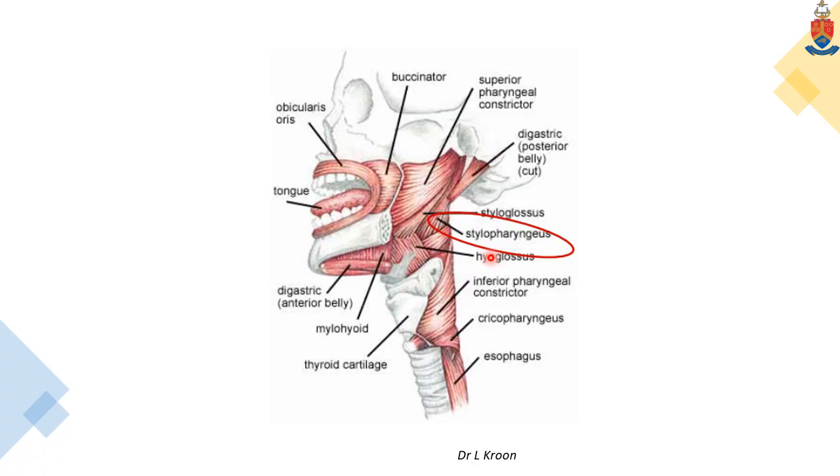The nucleus ambiguus, as I mentioned earlier, is named that because it actually provides branchial motor axons to 3 cranial nerves: 9, 10, 11, and 12. So we'll come back to that nucleus when I talk about those cranial nerves.